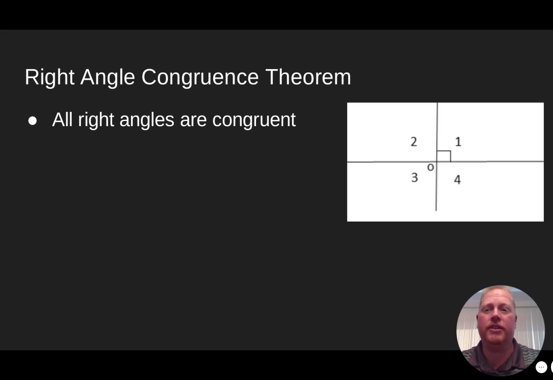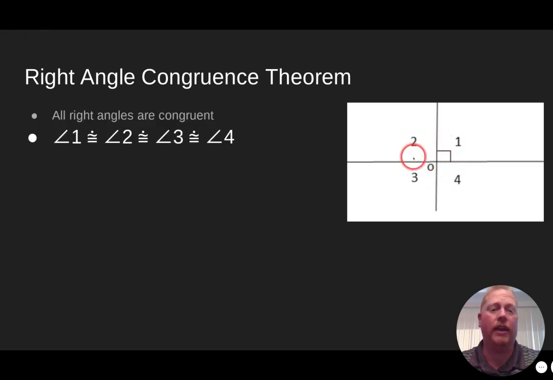Next idea I want you guys to know about is the right angle congruence theorem. And it says that all right angles are congruent. So if I've got two intersecting lines, like I do here, if one angle is a right angle, that means all four of them have to be right angles. So I know that angle 1 is congruent to angle 2, and that's congruent to angle 3, and that's congruent to angle 4, because every single right angle is the exact same measure.